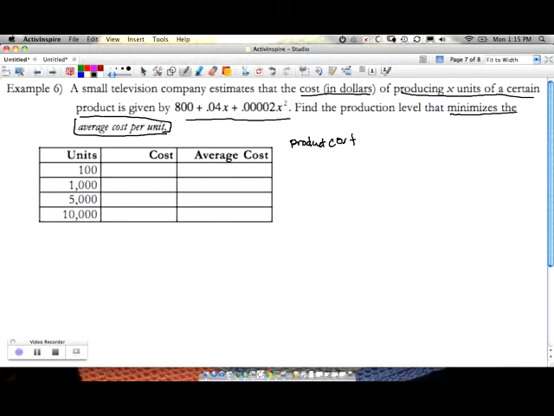is equal to this. Let's call this C of X. But when you divide that by the number of units, which is the number of TV units in this case, that's going to equal our average cost per unit. So that's what we've got to do. We've got to take this and divide it by the number of units. Well, how many units are there? Let's see. If we're doing units, and that's 100 of them, we've got to plug in 100 into this. So we've got to do a table.